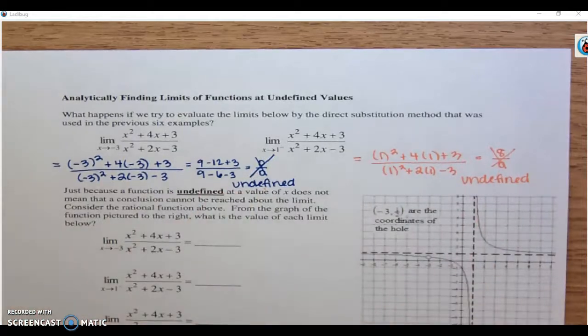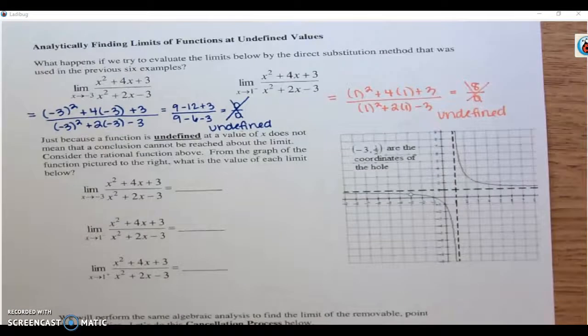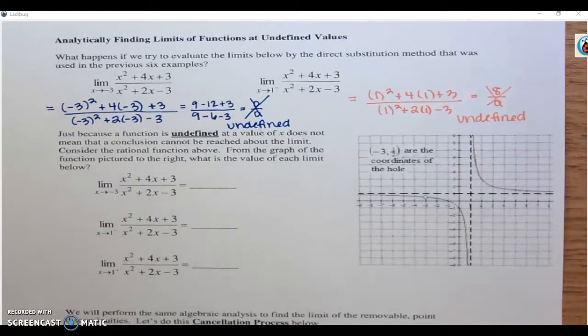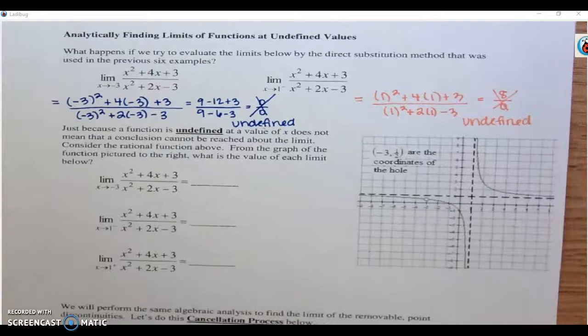All right, so we're going to look at graphically what's going on, and then we're going to figure out how we fix it algebraically. This is review from what we did on the first day. It says just because a function is undefined at a value of x does not mean that a conclusion cannot be reached about the limit. So we're going to consider this rational function, and figure out what's going on here before we actually look at the algebra.